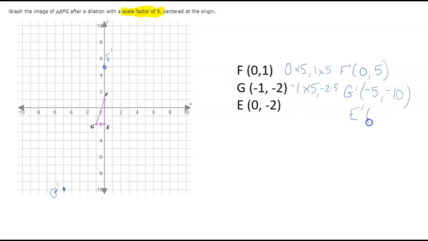Okay, so in order to find that, you would have taken 0 times your scale factor, which gives you your x value of 0, and -2 times your scale factor of 5, which is -10. Okay, so I have 0, -10 over 0, down 10, plot a point, label it with my E prime, and then I would connect my points. So double check your work and see that you got that triangle. Okay, so this is all about applying the scale factor to each x and each y.